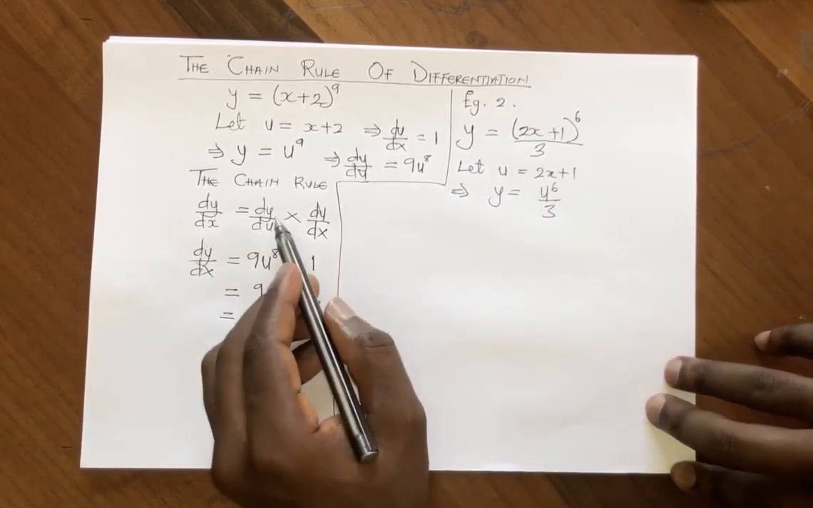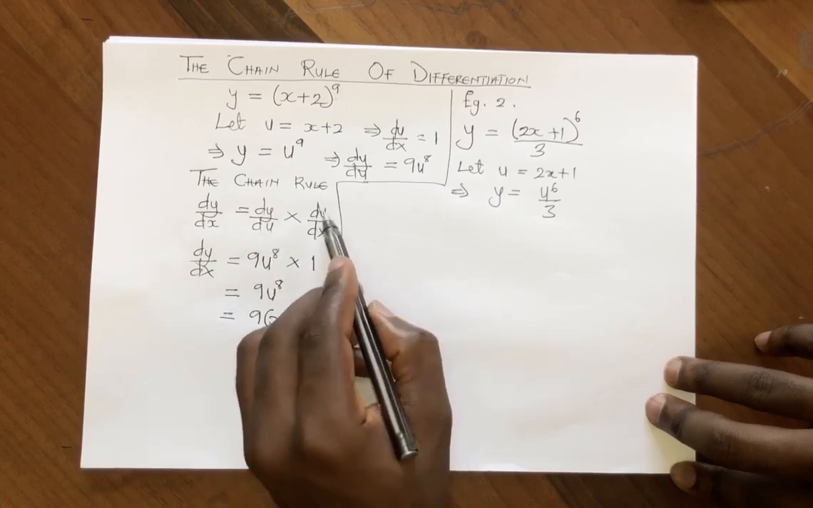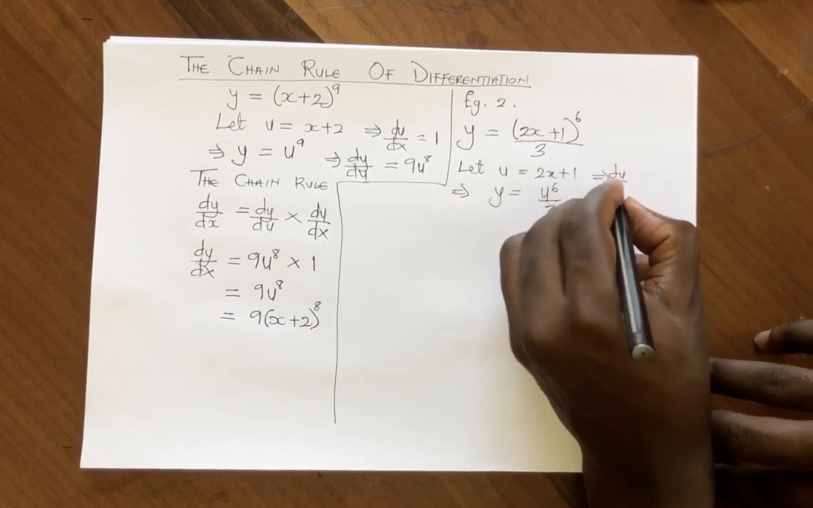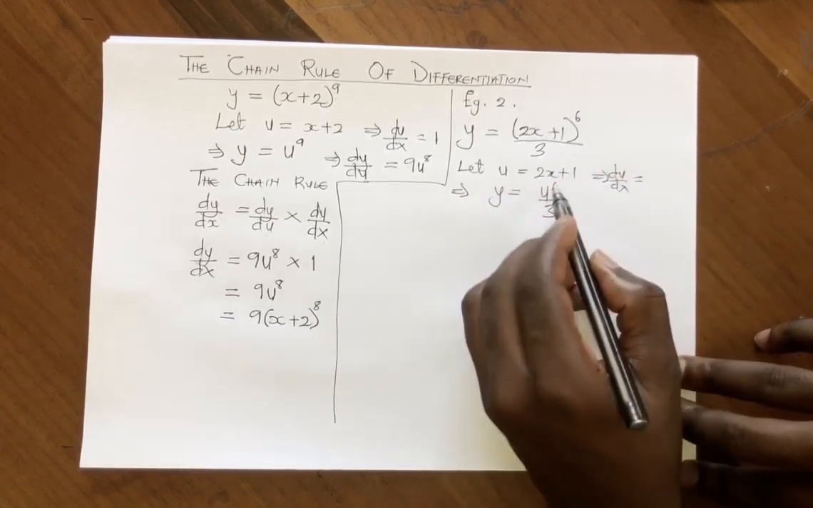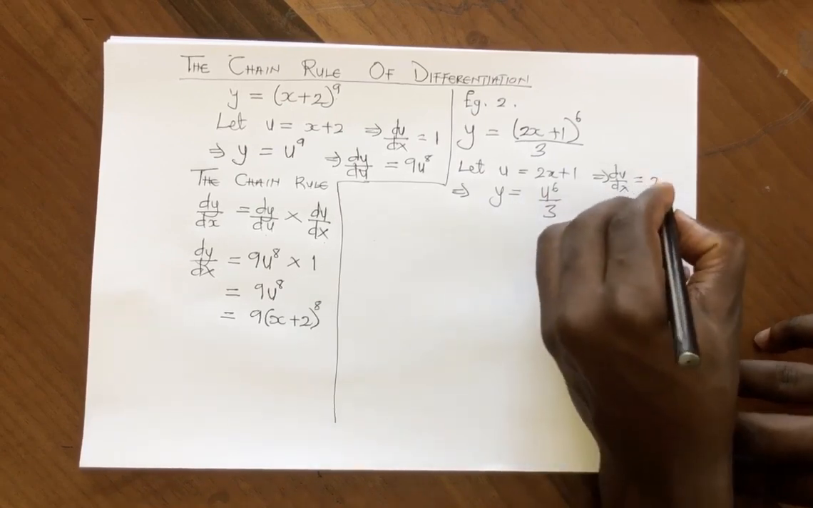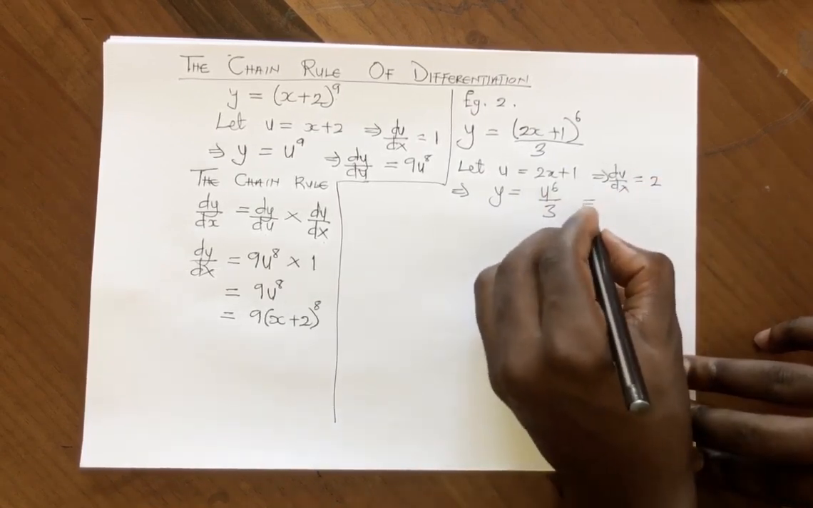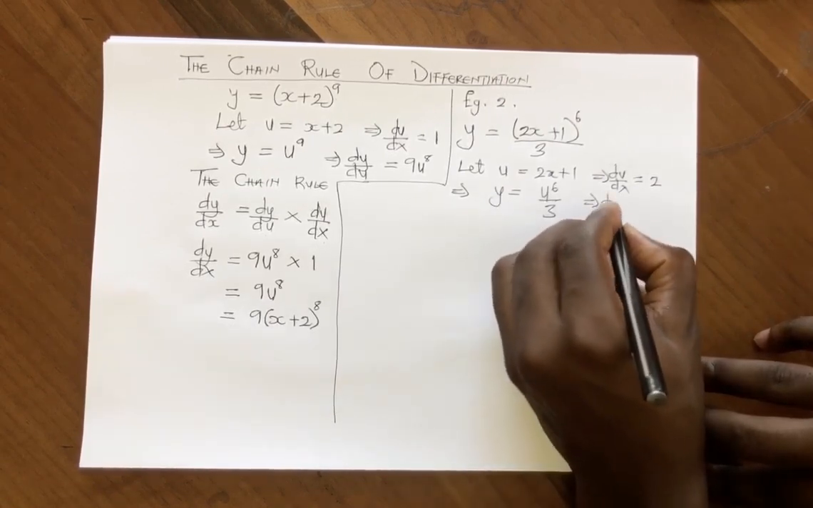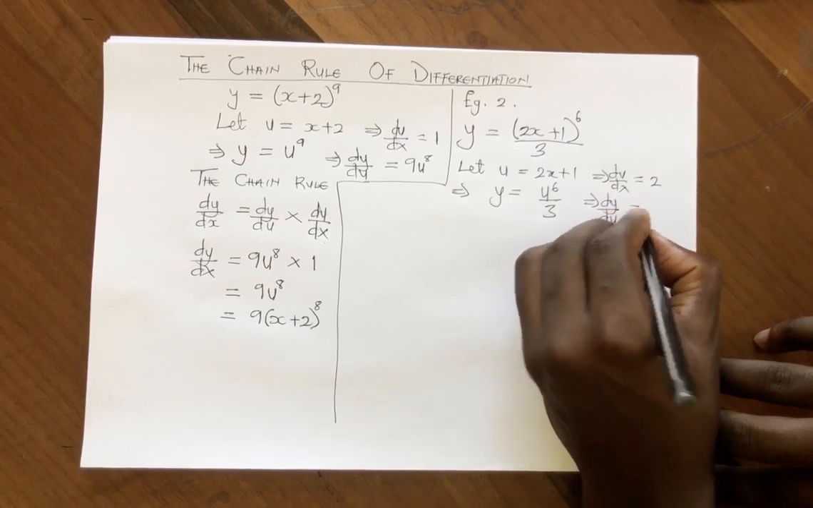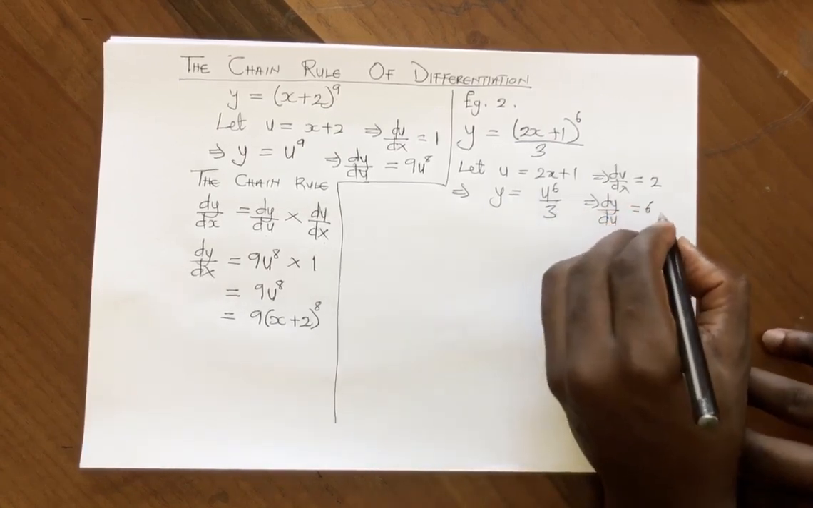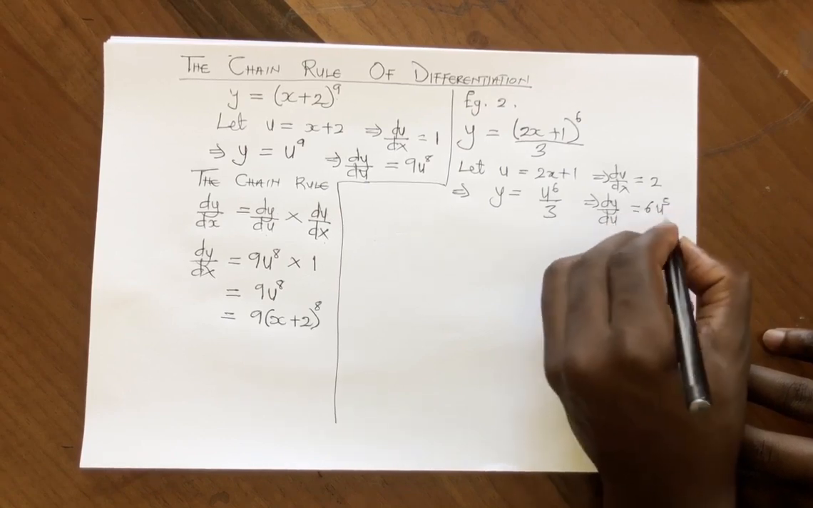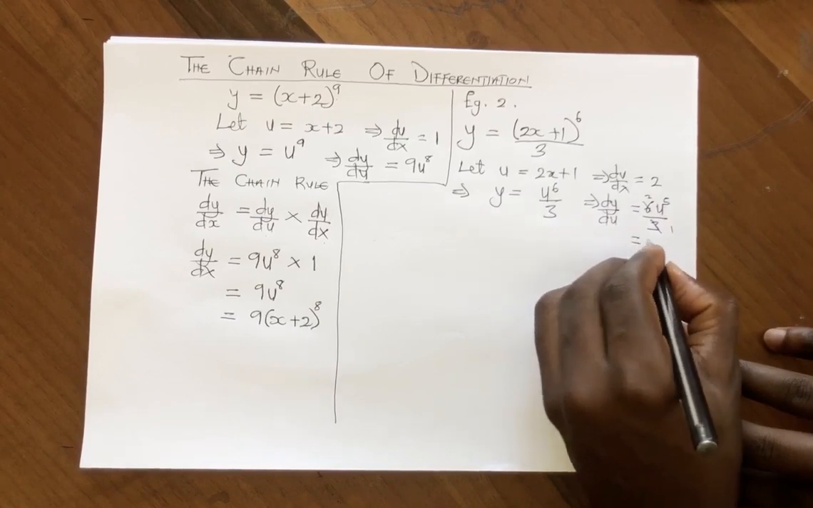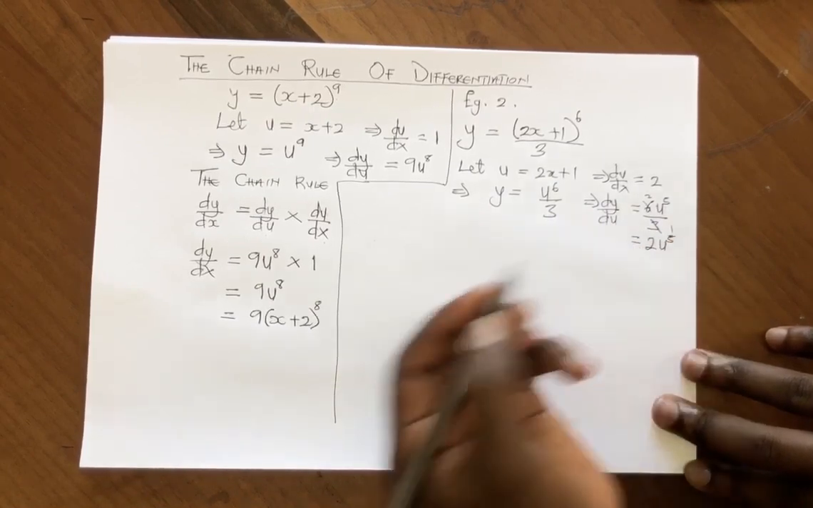Now the formula says find dy/du and then find du/dx. So let's start with du/dx. If you differentiate 2x, you get 2. Differentiate 1 is 0, so leave it like that. Differentiate y with respect to u, so you have dy/du. So this will be 6u raised to the power 5, over 3, but 3 goes here once, goes here twice. So you have 2u raised to the power 5.